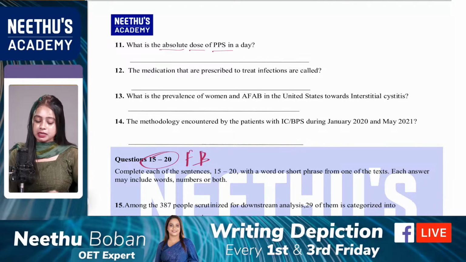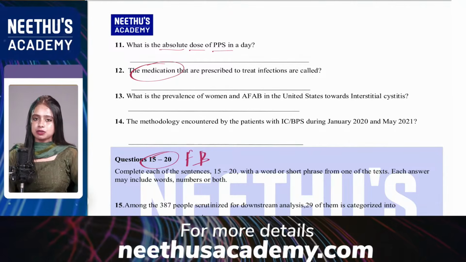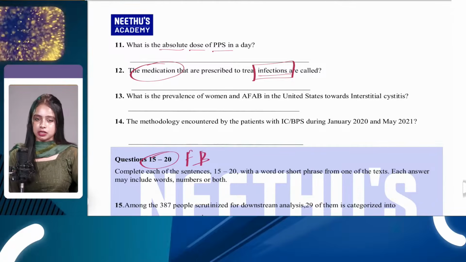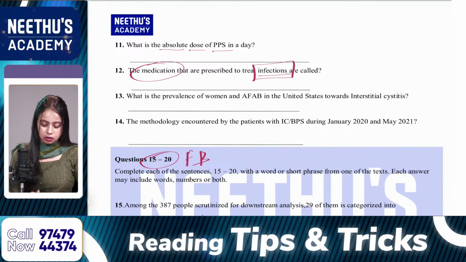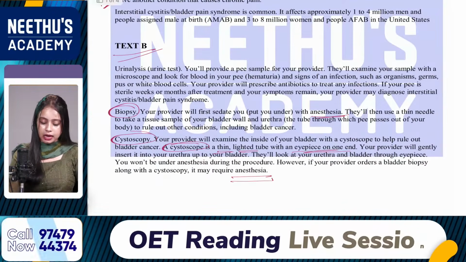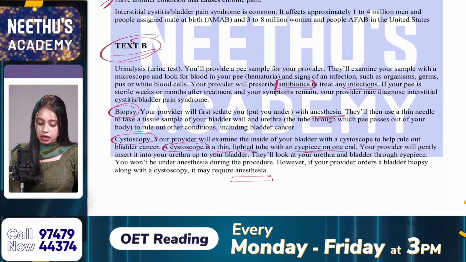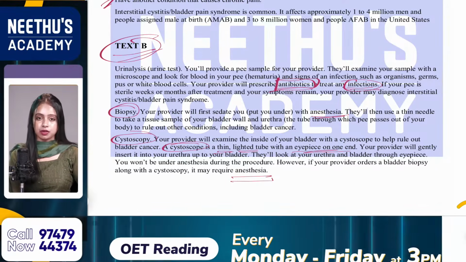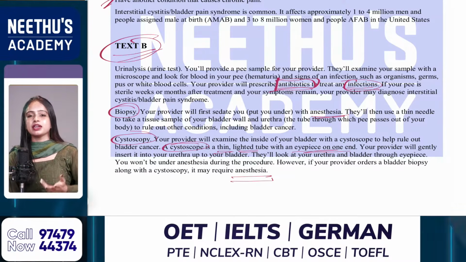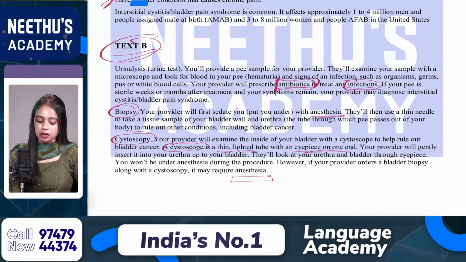So now the next one, the 12th one: the medications that are prescribed to treat infections are called dash. So what is the name of this medication? You are taking this medication to treat the infection. Which medicine is being used? Antibiotics, from text B. Even though it is a direct answer, if you are not reading it properly, it will be very difficult for you to locate that particular answer from the text. So it is antibiotics.